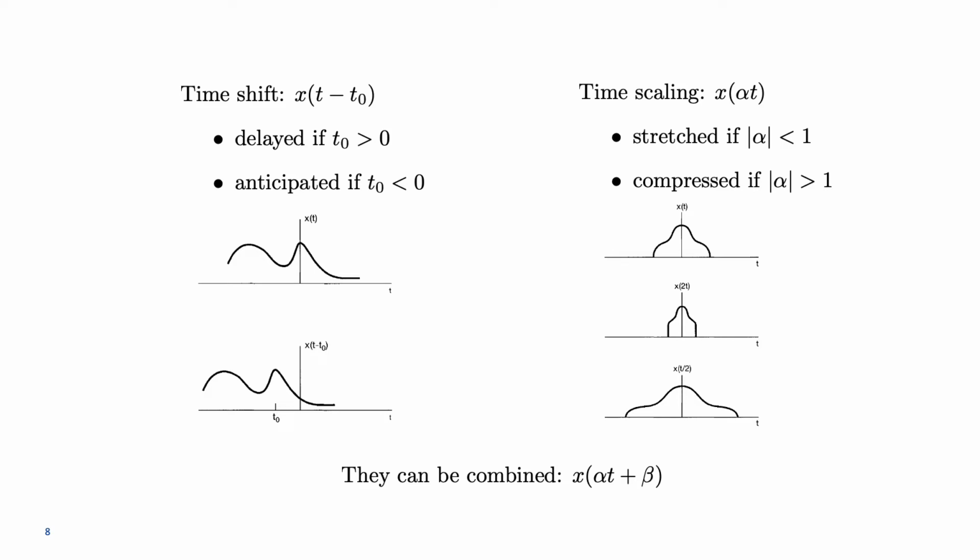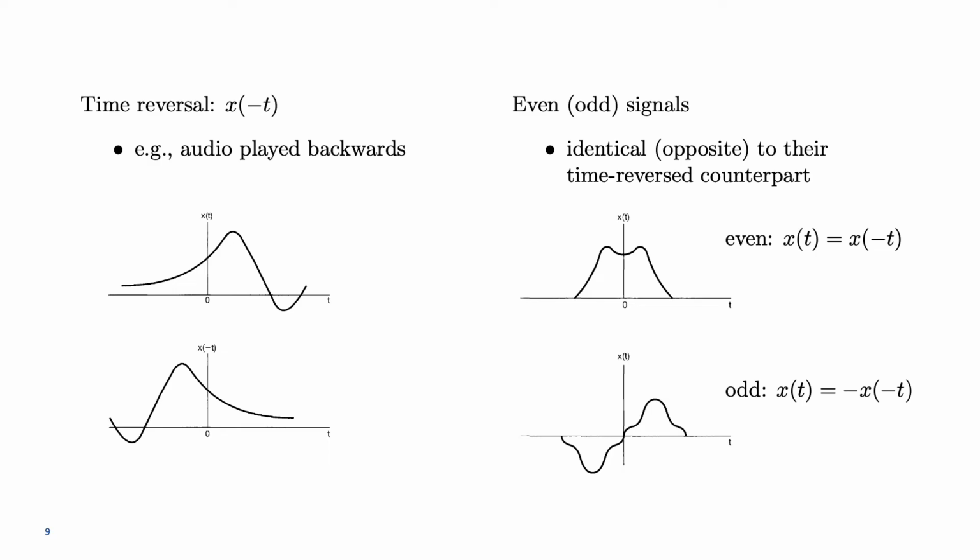Okay, notice that these transformations that we're seeing on this slide can actually be combined. So you could create x of alpha t plus beta, where alpha t provides the scaling and beta provides a shift, delaying or anticipating the signal. Let's move on and see two more examples.